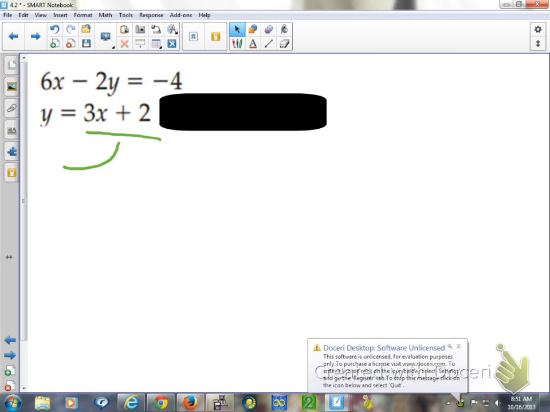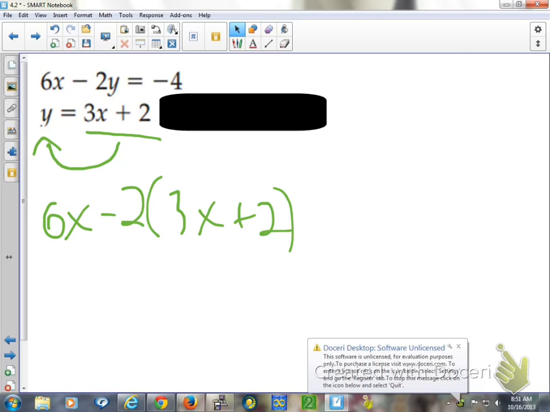Alright, we're going to plug this in for y. 6x minus 2 times 3x plus 2 equals negative 4. Shh, y'all can talk about this in just a second. We're plugging this in for y on the other problem.